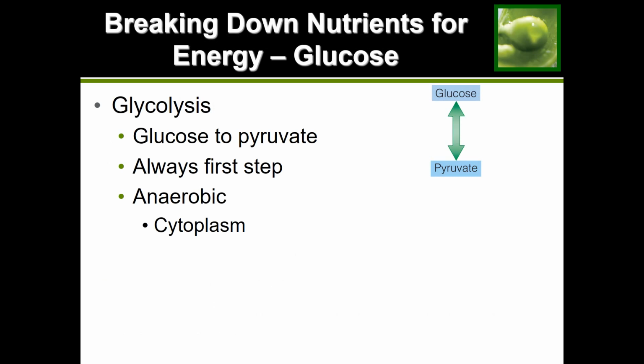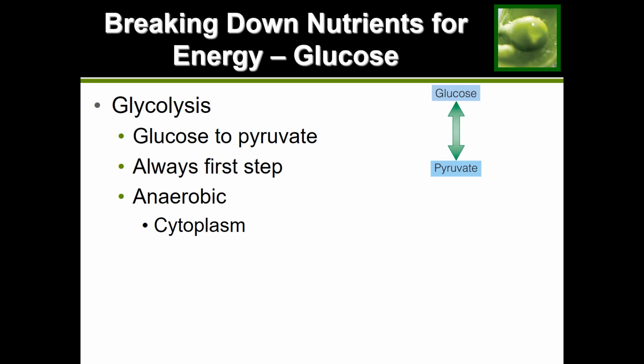Now, glycolysis is always going to be our first step. No matter which pathway we take, we're always going to do glycolysis first. And after we perform glycolysis, that's when we decide if we are going to take the anaerobic or aerobic pathway. So again, before we decide which pathway, we're going to do glycolysis first.